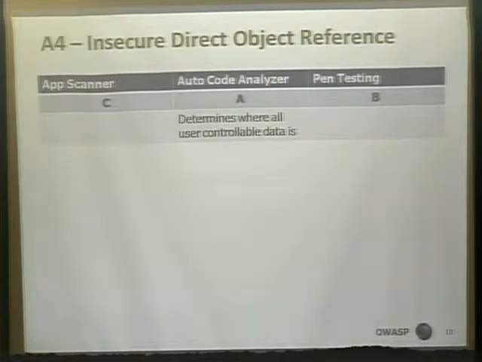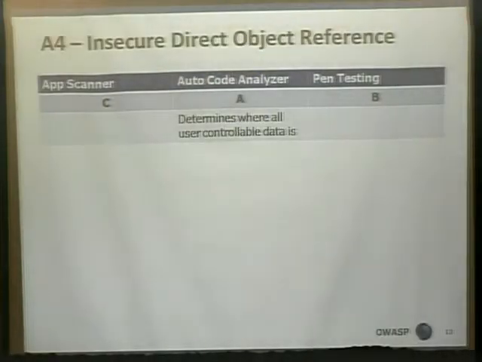Indirect file object references. Best part about this is, the ideal way for doing direct object references is source code analysis. It's the best way. It basically builds out a whole map for you for where all the controllable data is within the application.